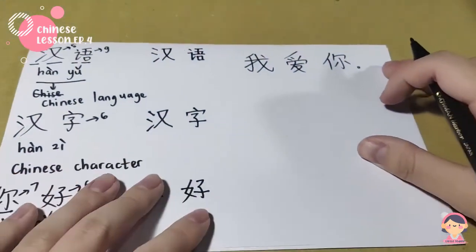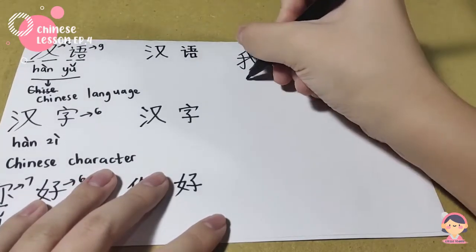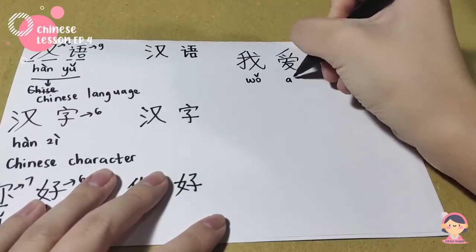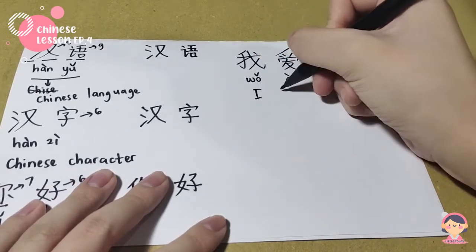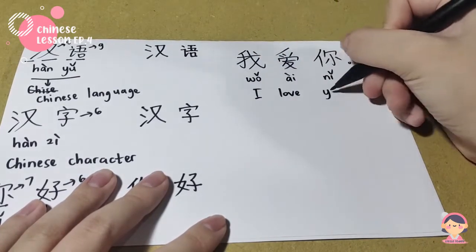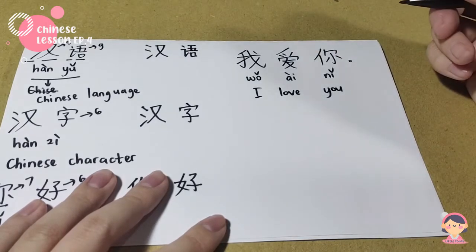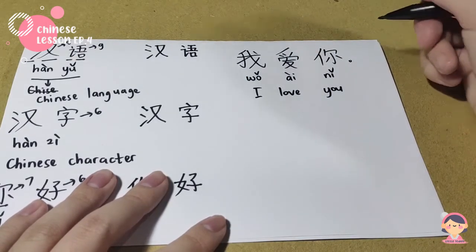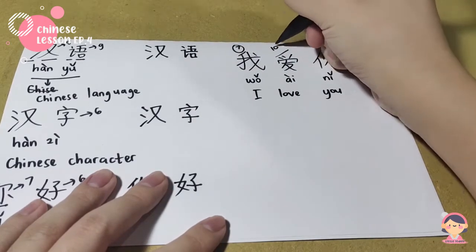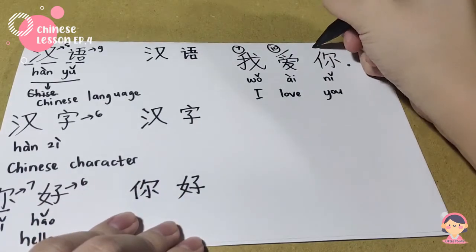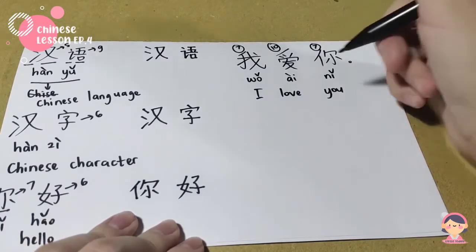For the last one, let's try to write 我爱你, which means I love you. 我 has 7 strokes and 爱 has 10 strokes and 你 has 7 strokes.